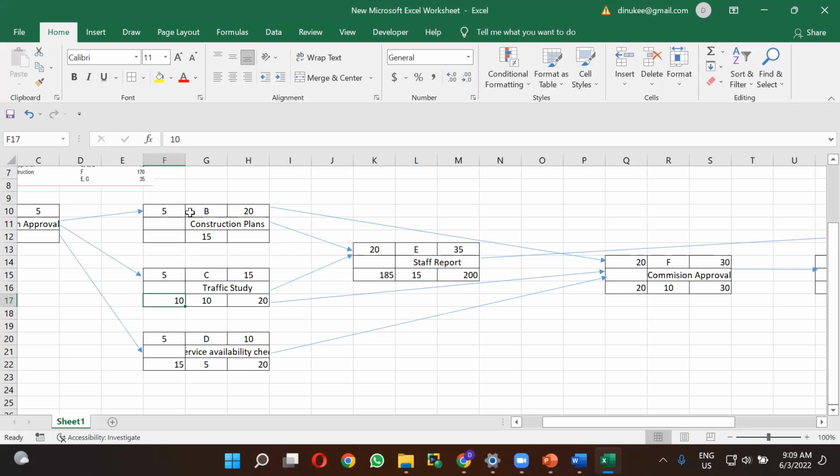And I am going to move to the activity B now. So for the activity B, you can see there are 2 arrows coming. One is coming from the E activity and another one is coming from the F activity. So tell me, what is the late finish time that you are going to put for the activity B?